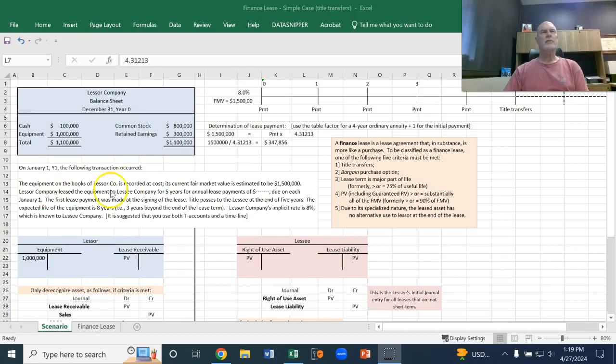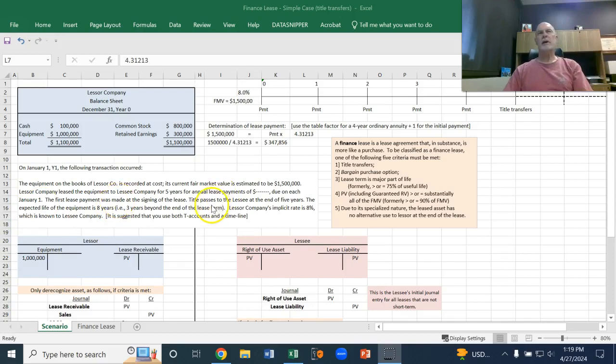The equipment on the books is recorded at cost, $1 million, and its current fair market value is estimated to be $1.5 million. Lessor company leased the equipment to lessee company for 5 years for annual lease payments of, so they're going to determine what those lease payments need to be, due on each January 1. The first lease payment is made at the beginning of the lease.